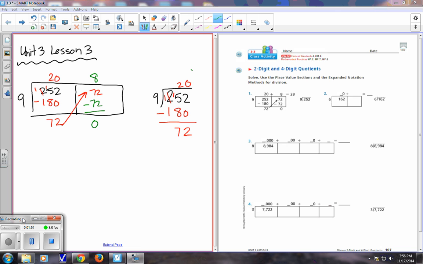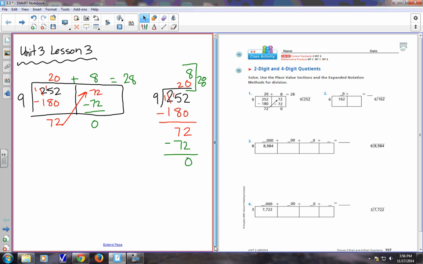Same thing over here. 8. Talking about the ones place. 8 times 9 is 72. 28's my quotient. The same with over here. 28's my quotient.